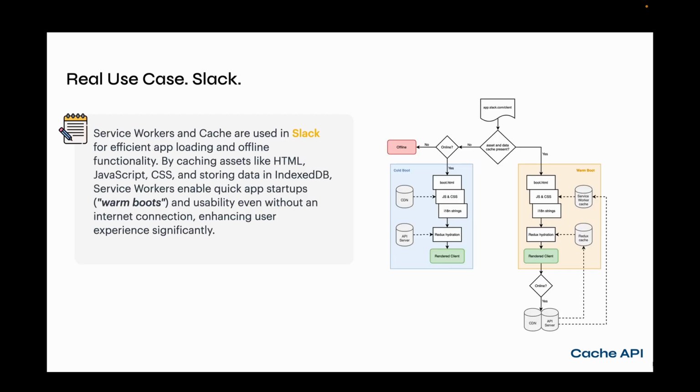An example of using Cache API in real life is Slack. Service workers and cache are used in Slack for efficient app loading and offline functionality. By caching assets like HTML, JavaScript, and CSS and storing data in IndexedDB, service workers enable quick app startups, which is called warm boots, and usability even without an internet connection, enhancing user experience significantly.